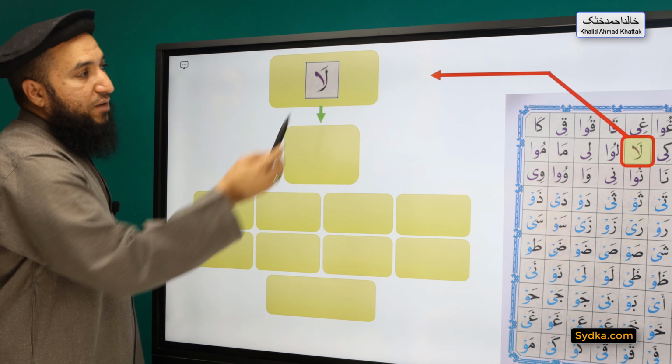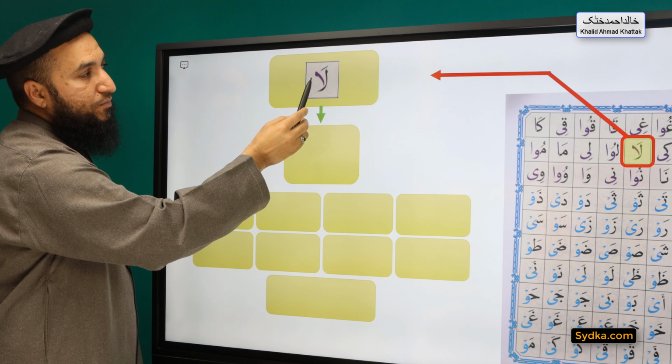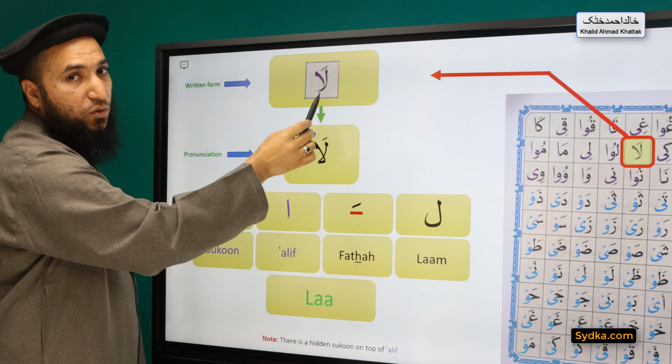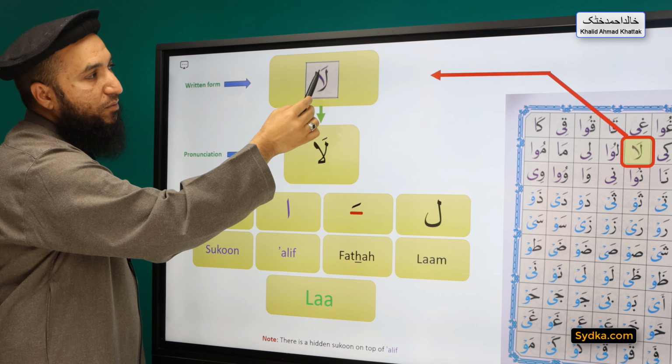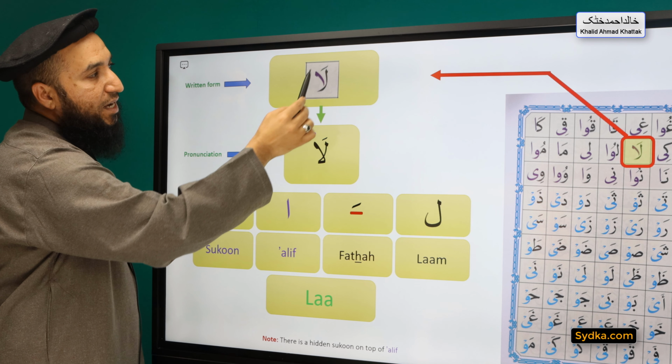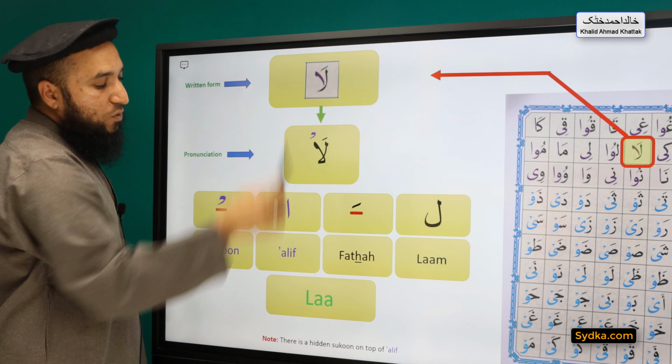So the next syllable we have is Lam Fatha Alif Sukun. Lam can be heavy or light depending on its different situation. But in this case, we're using it as a light letter, and it has Fatha on top of it, followed by Alif, and this Alif has hidden Sukun. Lam Fatha Alif Sukun La.